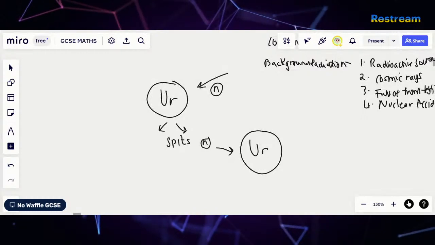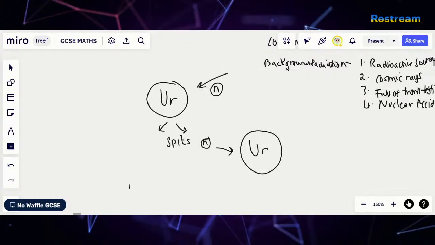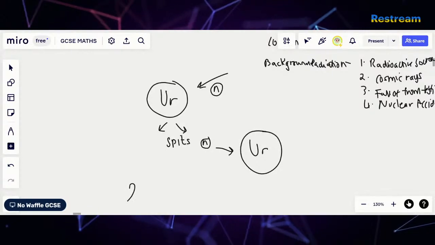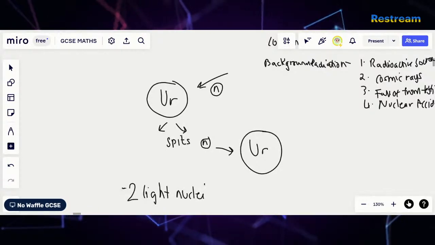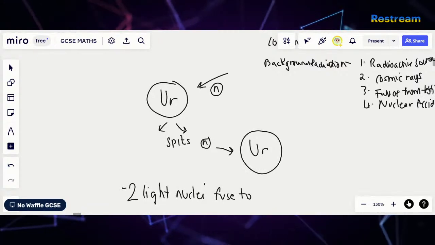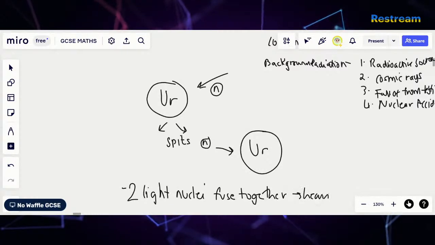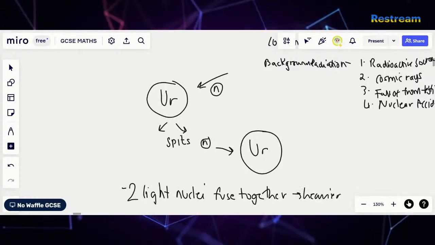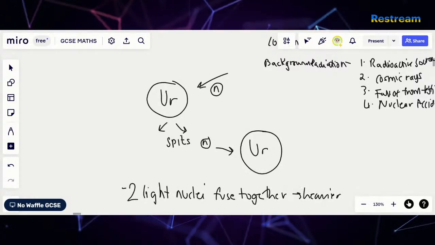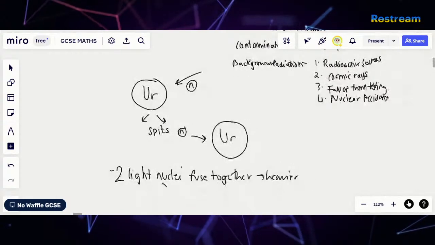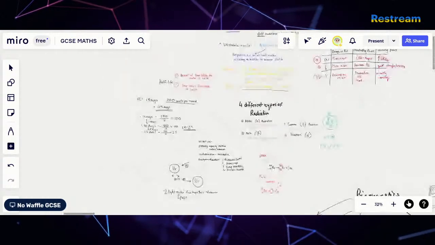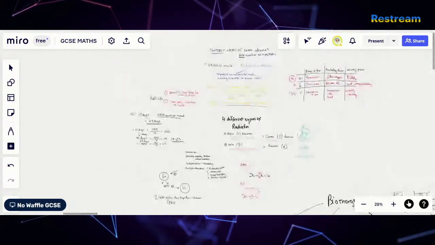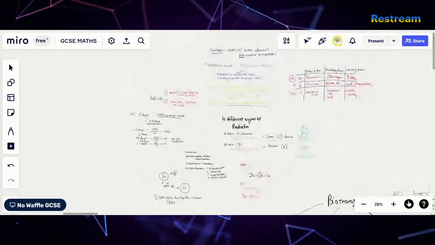Now, in nuclear fusion, what happens is 2 light nuclei, light in terms of the weight of it, fuse together and form a heavier nucleus. And some of the mass of the nuclei can be converted into radiation. Now, we'll talk more about this in the space topic, but that's it for atomic structure and radiation.